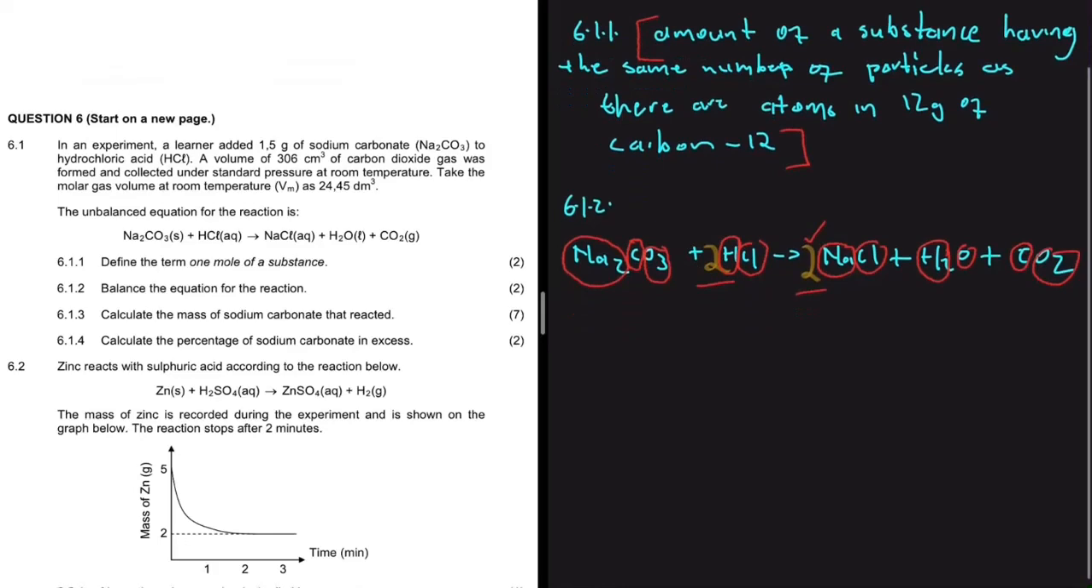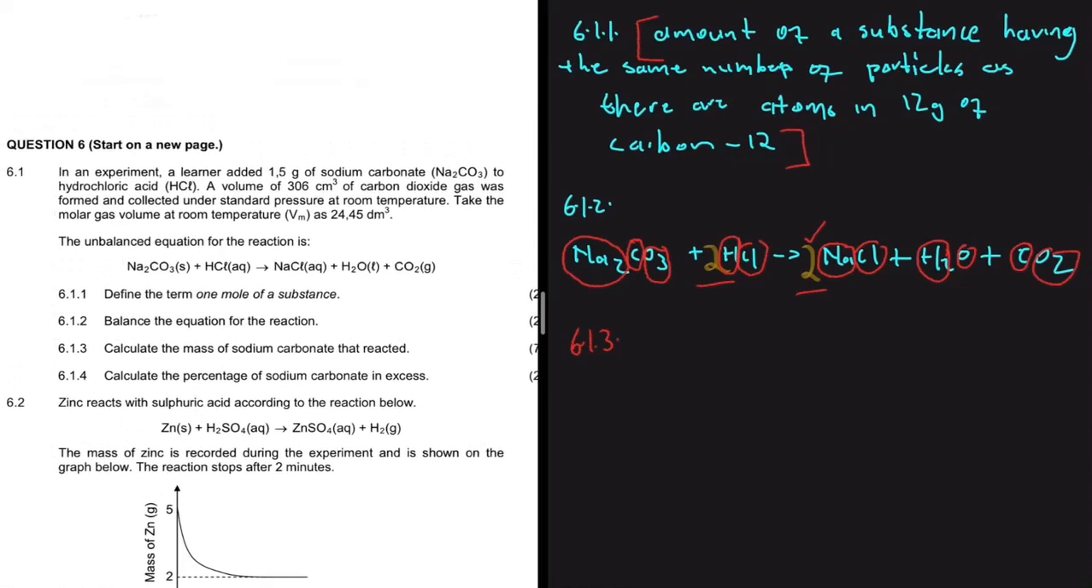Let's do 6.1.3. So 6.1.3 says calculate the mass of sodium carbonate that reacted, and there are 7 marks. In order to do these questions, you have to be extremely sober. There's no other way around it. You have to be extremely sober.